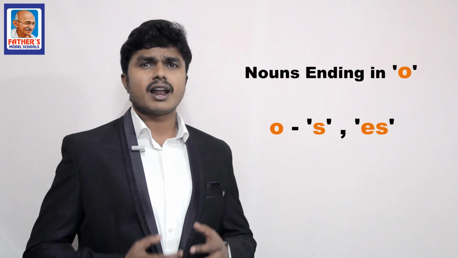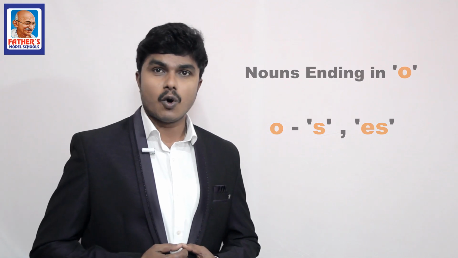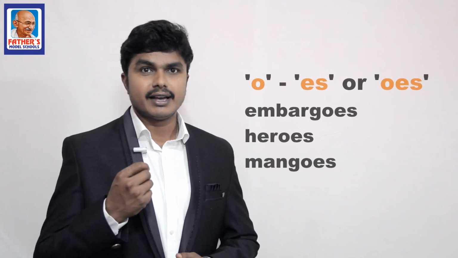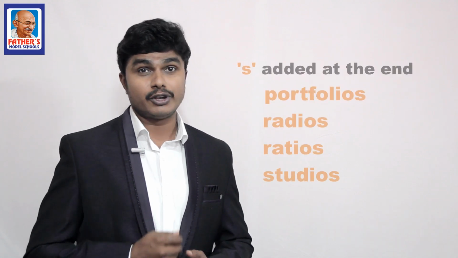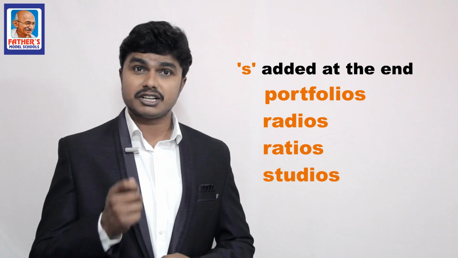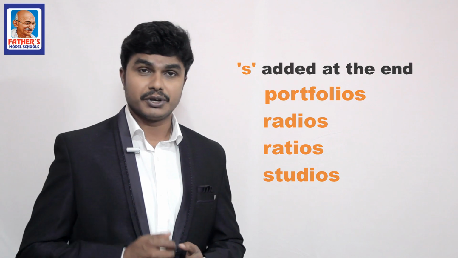Let us see some nouns that are ending in o. There are loose guidelines to the adding of s or es to nouns ending in o to form the plurals. If o is preceded by a consonant, add es to form the plural, with some exceptions. If o is preceded with a vowel, add s to the noun, like embargoes, heroes, mangoes, portfolios, where es is not added, just s is added, radios, ratios, studios.